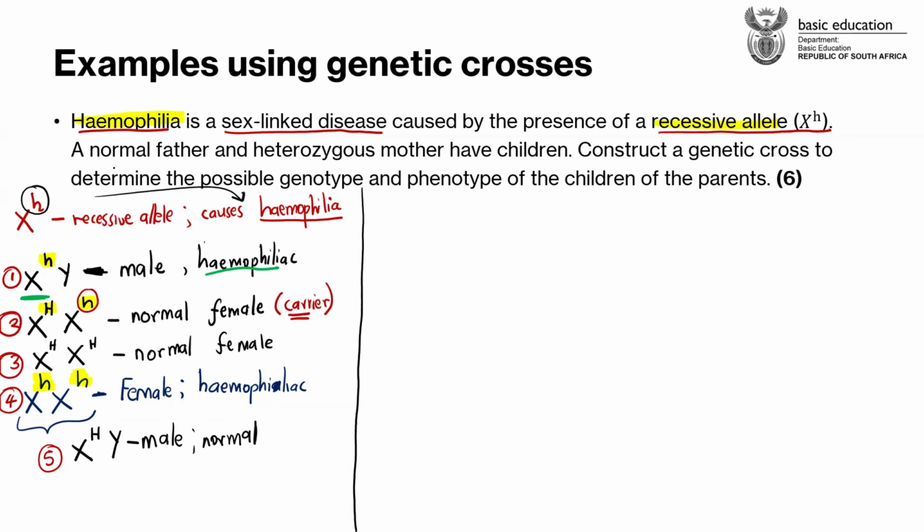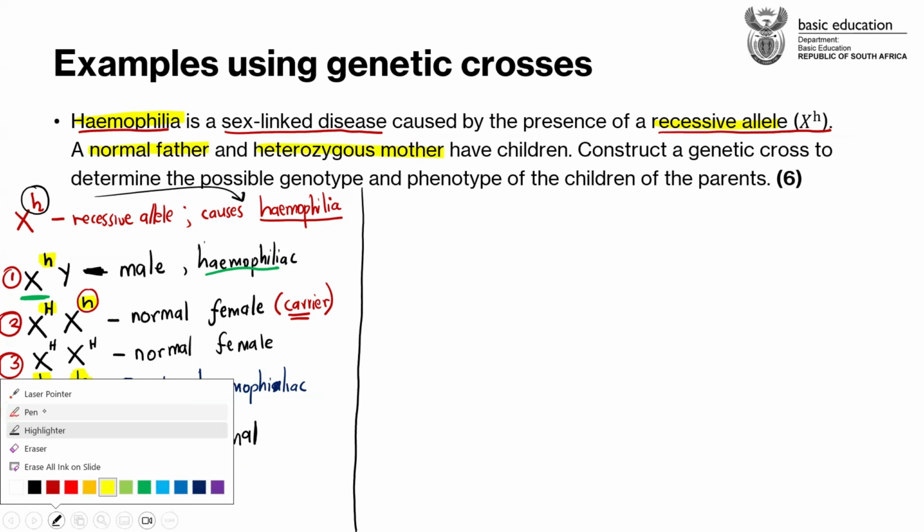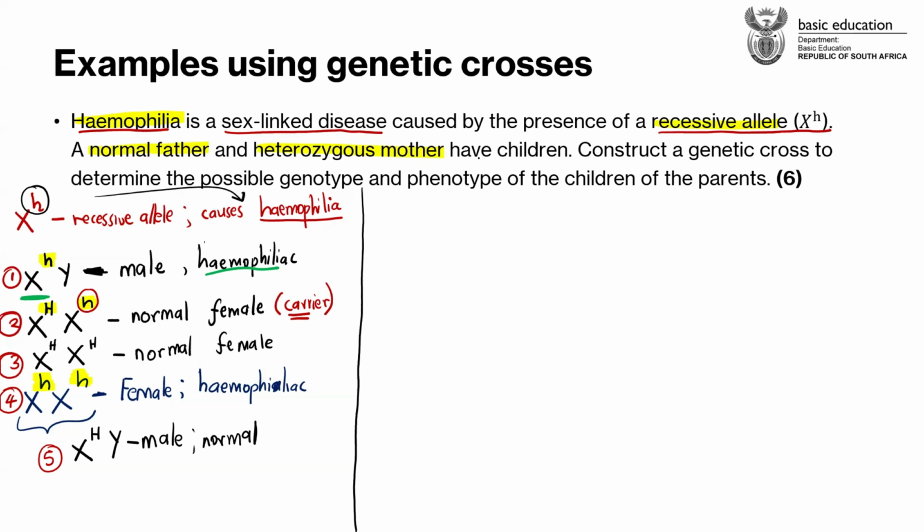So let's do this scenario. We have a normal father and a heterozygous mother, right? We have 2 things there. So let's start with our genetic cross. They say they have children. Construct a genetic cross to determine the possible genotypes and phenotypes for the children of these parents. The children, are they going to have hemophilia or not?